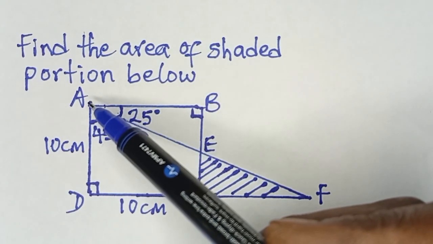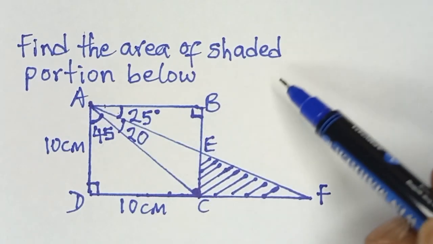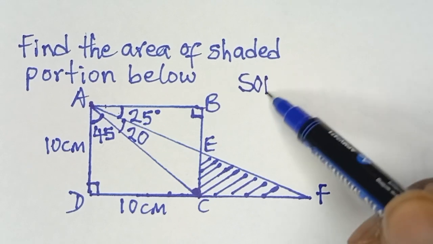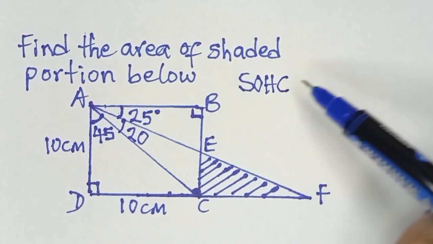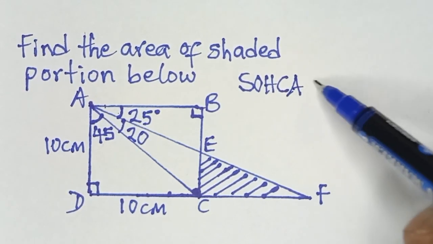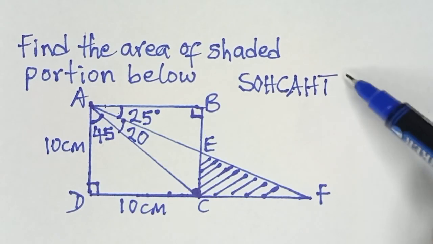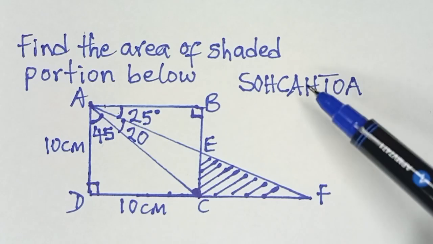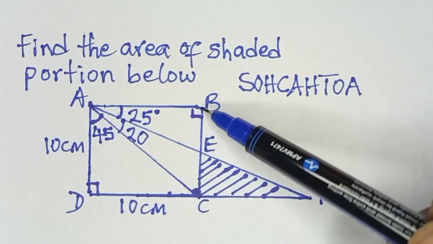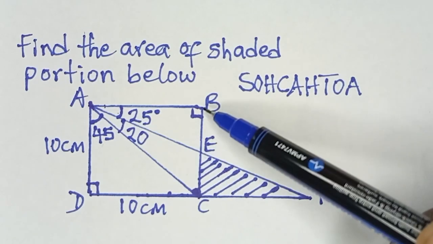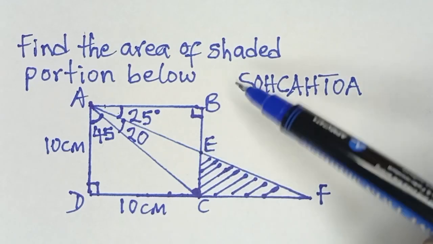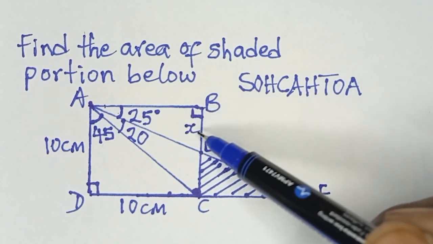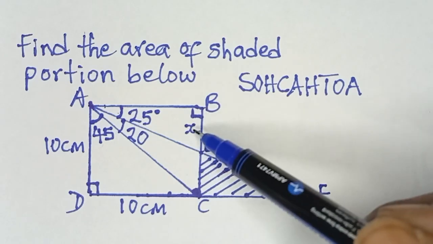So back to triangle ABE, we are going to use the acronym SOHCAHTOA. I want to believe you have not forgotten this important acronym in trigonometry. Very, very important. Now, for us to use this, we want to find this side BE. Let me call it X. Let the length of this BE be X.